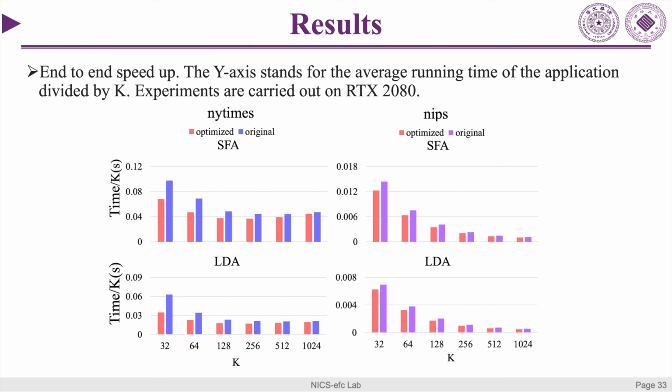We embed our SDDMM kernel into the ML system called BIDMach. We reduce the LDA application time by a max of 44.8% and reduce the SFA application time by a max of 30.1% at the k equal to 32 condition. Since most of the time is caused by data transmission, our speedup would slow down when k gets larger.